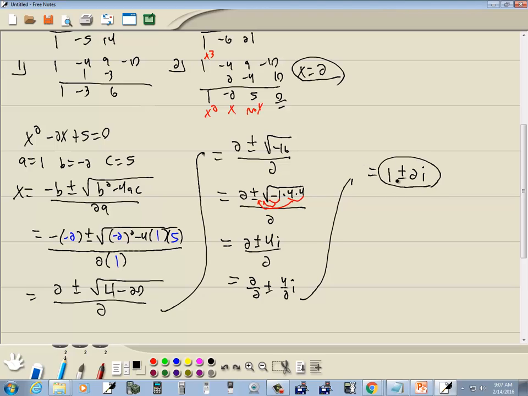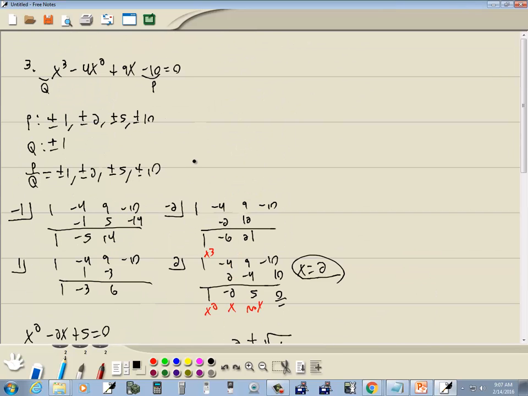Now we said there's going to be 3 answers. We found one real one. The plus or minus here accounts for our other 2 answers. So those are our 3 answers. Let me clear that off, and we'll look at one more.